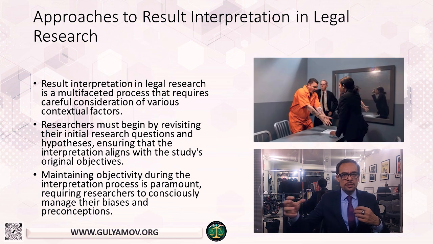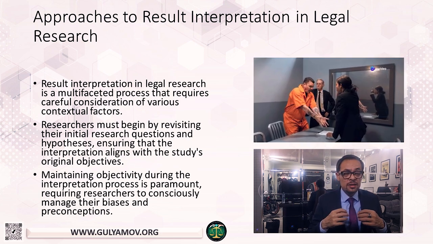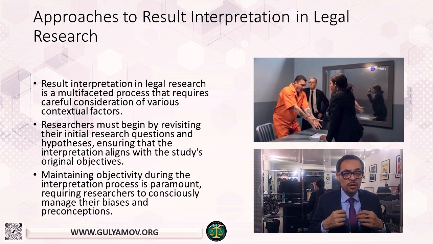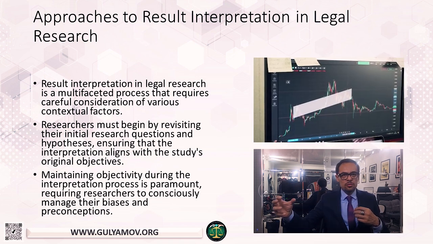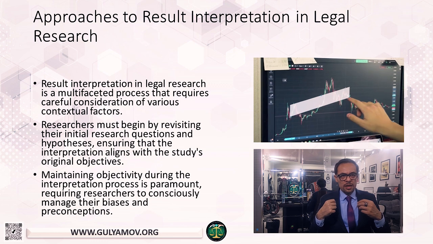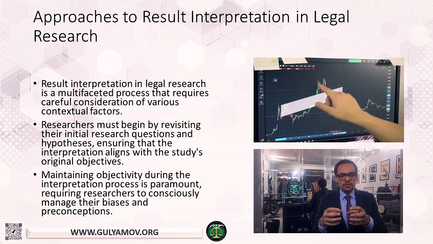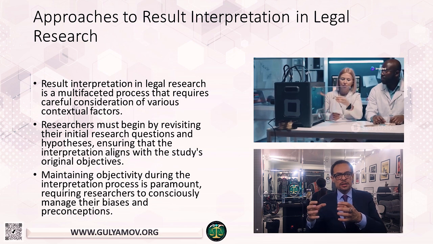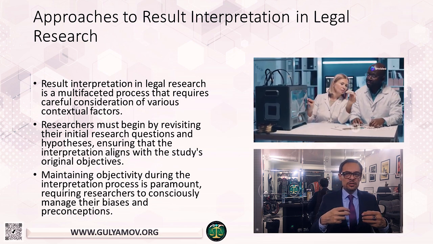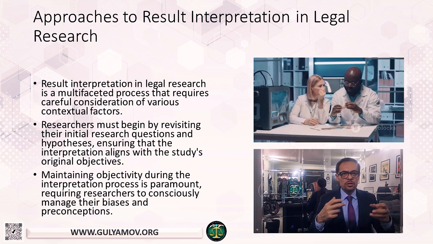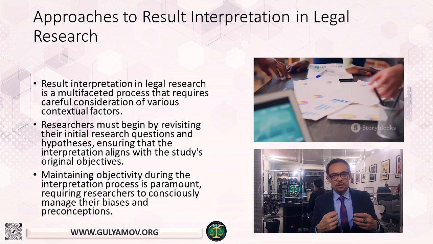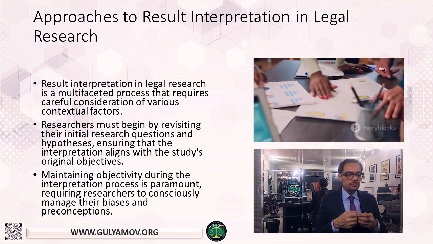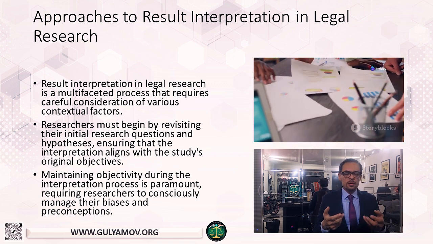Researchers must begin by revisiting their initial research questions and hypotheses, ensuring that the interpretation aligns with the study's original objectives. A thorough review of the methodological approach is essential, as it provides the framework within which results can be understood and validated. Researchers must also be mindful of the study's limitations, acknowledging how these constraints may influence the interpretation of findings. This slide shows that the theoretical underpinnings of the research play a crucial role in shaping interpretation, providing a lens through which results can be analyzed and contextualized within the broader legal landscape.